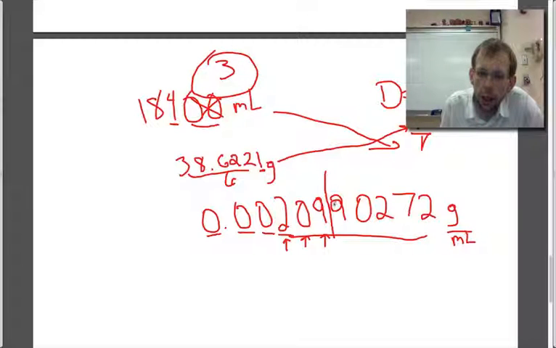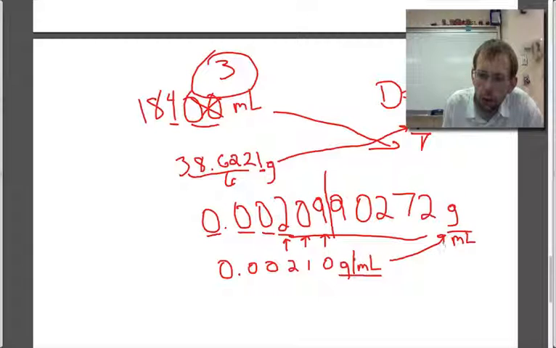All right? Now I want to round. So should I round this 9 up or not? Well, this is a 9, so heck yeah, I'm going to round up. So now I'm going to round that to 10, which is going to make this a 0, and that's going to add 1 to this digit here and do nothing here. So we have 0.00210 gram per milliliter.